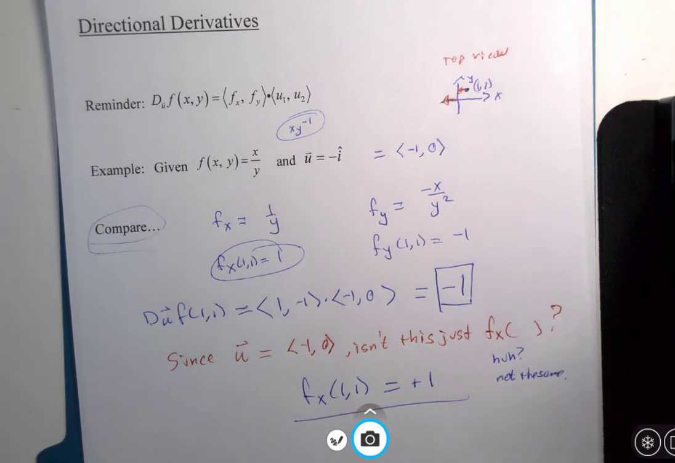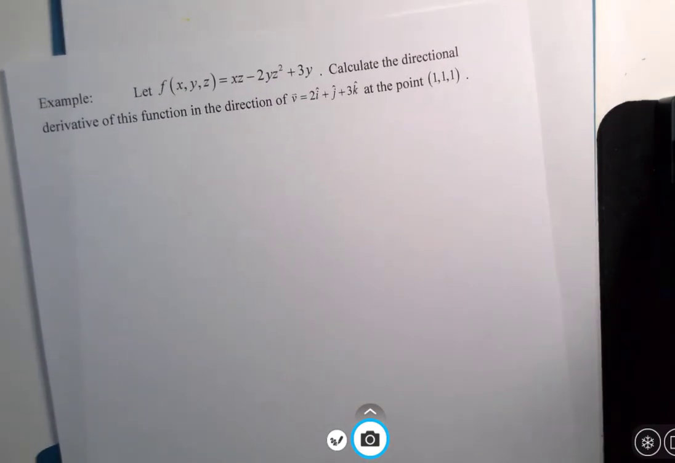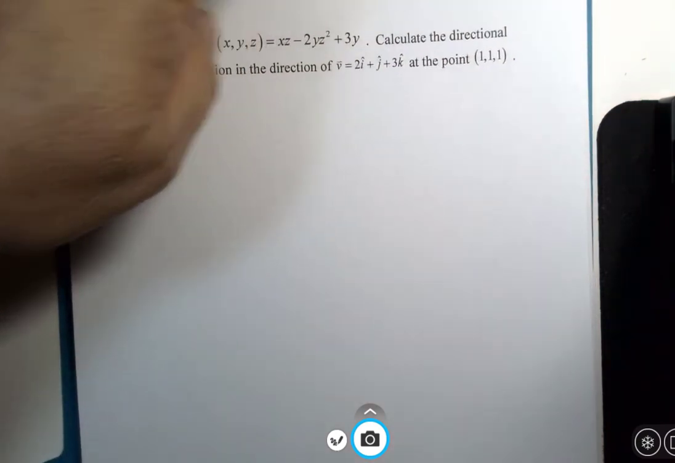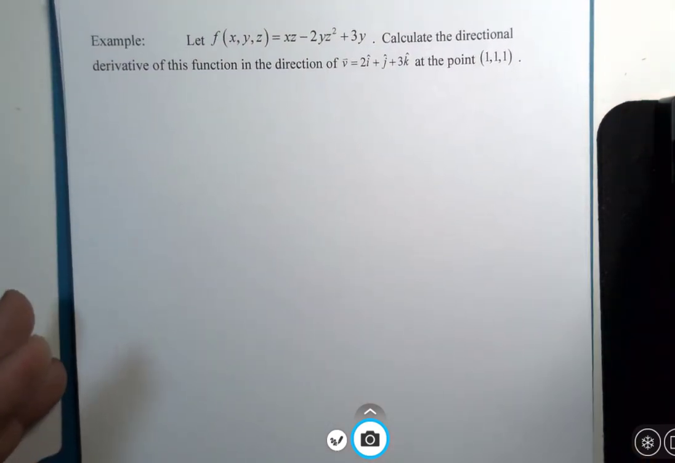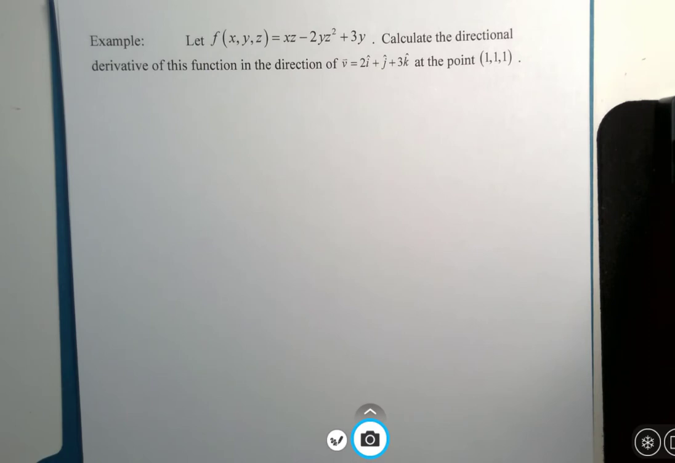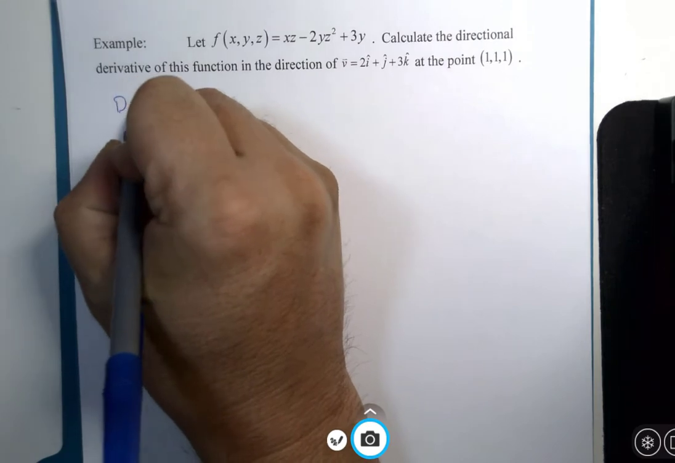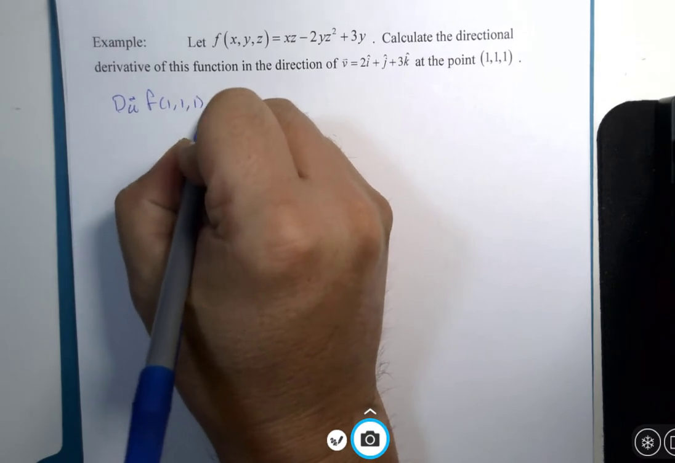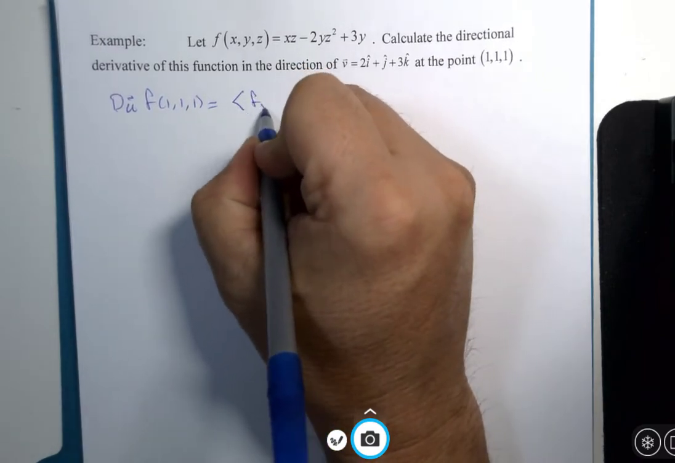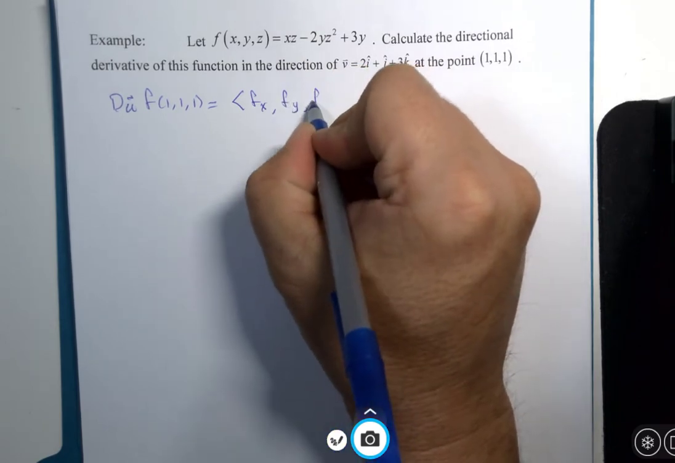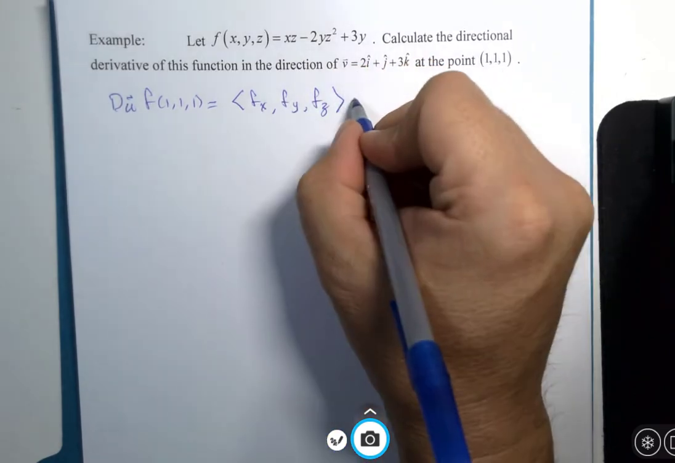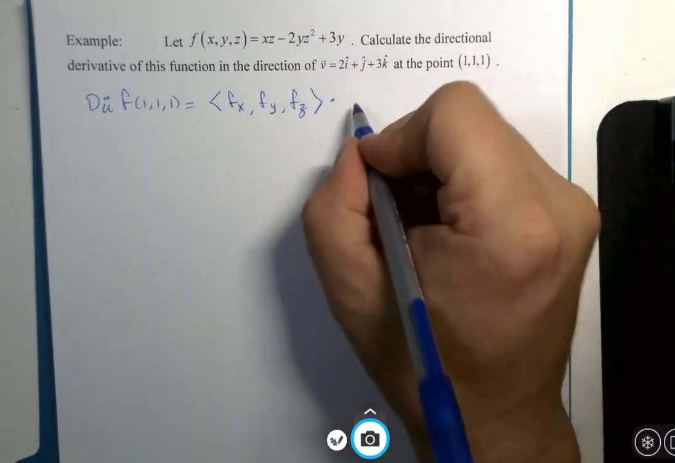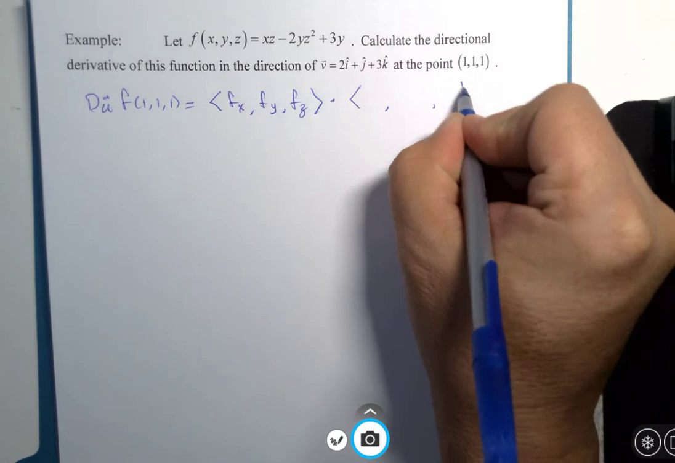Let's check out my other example. You're going to love this one. 3 variables. So we could just check the formula. The directional derivative in a particular direction at a point 1, 1, 1 is going to be the vector we get by making all the partial derivatives, dot product the unit vector.